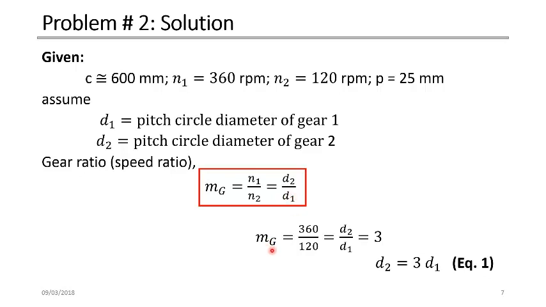So the M sub G, which is the speed ratio or the gear ratio, is equal to 360, which is given, divided by 120, equals D2 divided by D1, which is equal to 3. When you divide these two, it gives you 3. So if we simplify this, D2 divided by D1 is equal to 3, it will give us D2, the pitch circle diameter of the second gear, is equal to 3 times the pitch circle diameter of the first gear. This is our first equation. In order to get D2 and D1, we need one more equation.